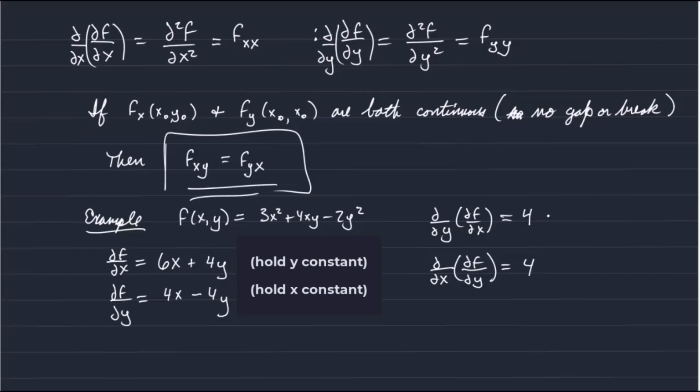And then finally, the second partial with respect to x is evaluated by taking the derivative of this function with respect to x, holding y constant, and that gives us 6. And the second partial with respect to y is evaluated by taking the derivative of this function, holding x constant, and that gives us minus 4.